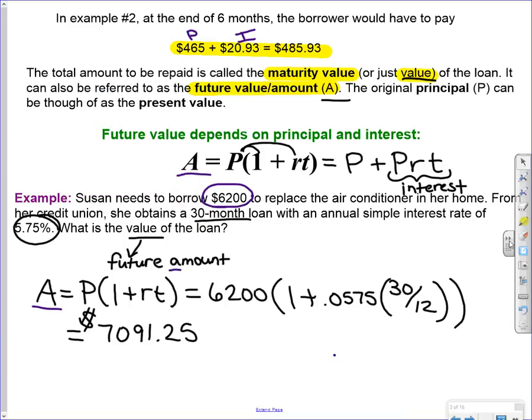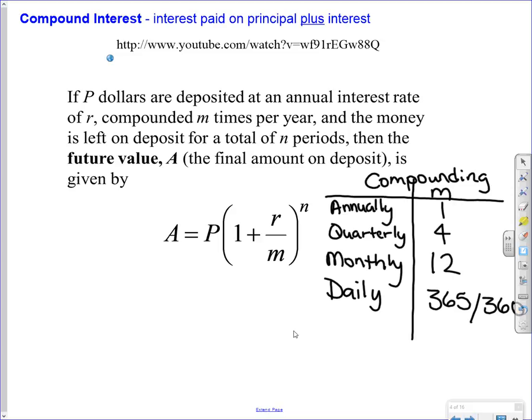Okay, so we'll go back to this and see what we've got on the next slide. Compound interest is interest paid on principal plus interest. We have a little video here on YouTube that you could watch. I like it because it shows another way of looking at compound interest. I think sometimes seeing it in graphical form can help it stick in your head about why compound interest is different than simple interest.